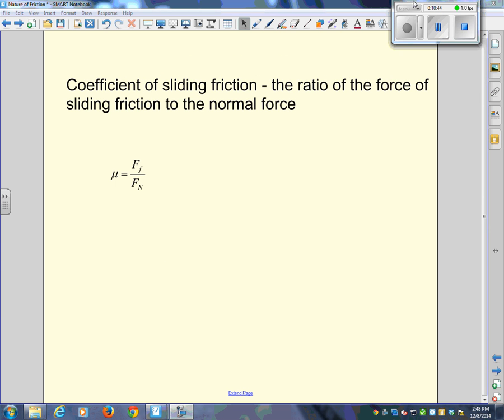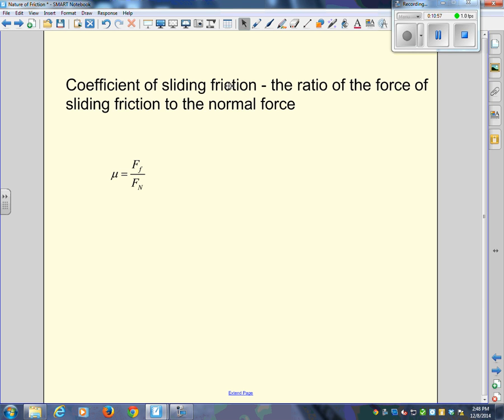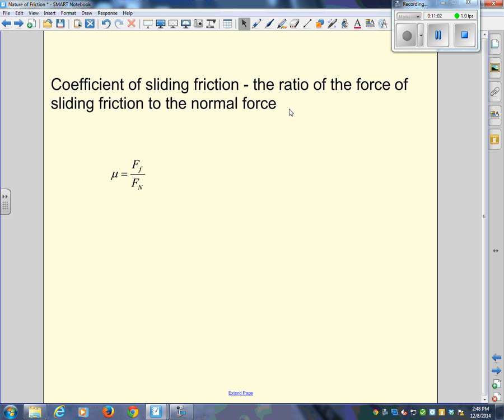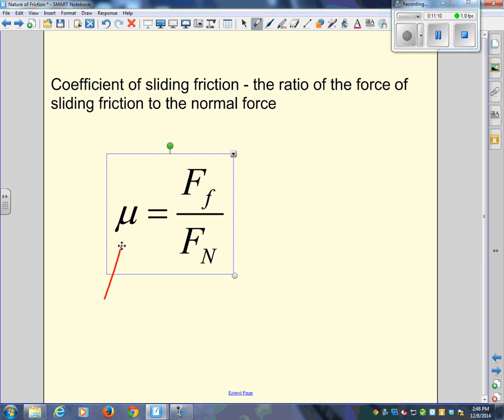Okay, so what this all boils down to is this. This is referred to as the coefficient of sliding friction. And it is the ratio of the force of sliding friction to the normal force. It's the force of friction over the normal force. The coefficient of sliding friction. This funny looking symbol right here. It's like a U. It's the Greek letter mu. It's got a tail on the front. So you sort of draw a line like that and then you make a U.